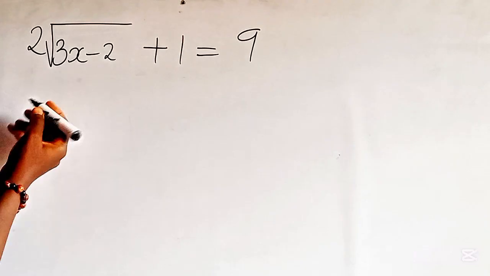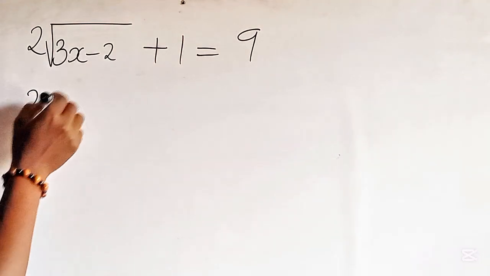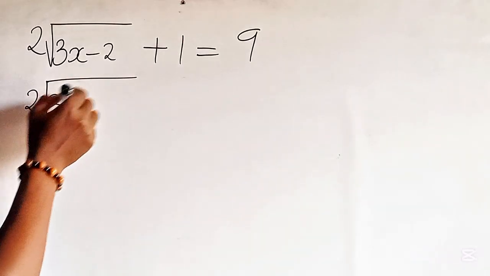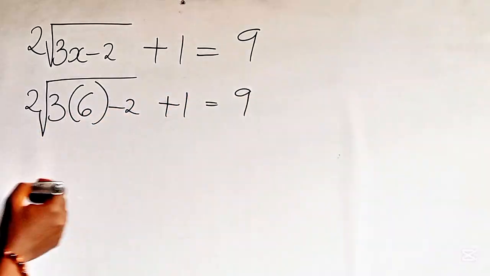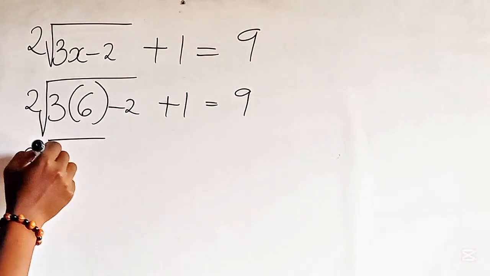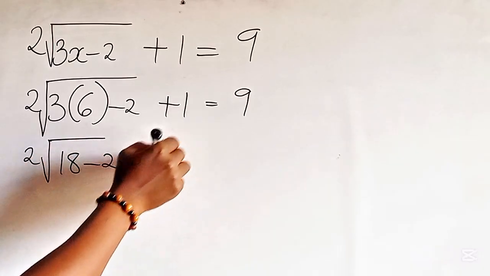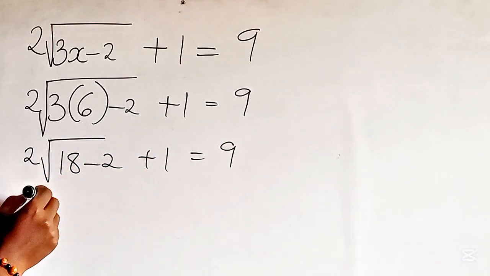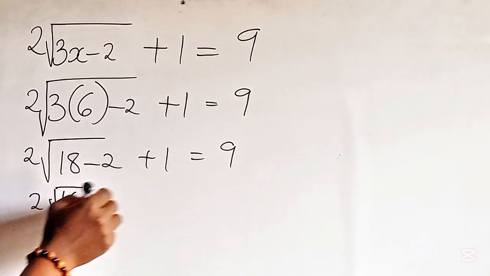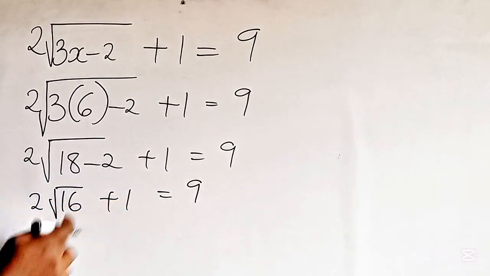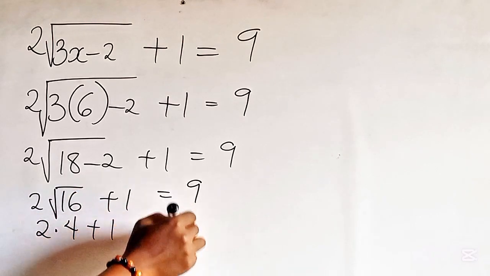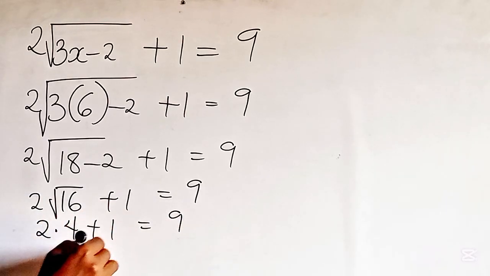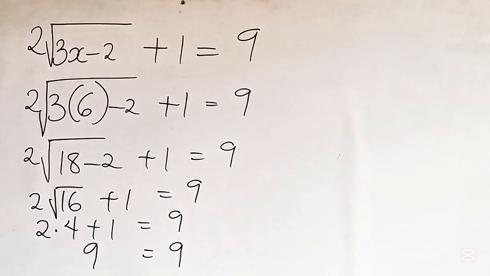So let's check. If x equals 6, we're going to have 2 root 3 multiplied by 6 minus 2, plus 1, is equal to 9. So this gives 2 root 18 minus 2 plus 1 is equal to 9. This gives 2 root 16 plus 1 is equal to 9. Root 16 is 4, so we have 2 times 4 plus 1 is equal to 9. 2 times 4 is 8, 8 plus 1 is 9, and we have 9 here. So therefore, the value of x as 6 is correct.